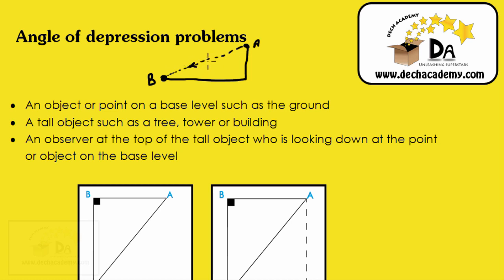So this would be the observer's line of sight. Now, if the observer decided to look horizontally straight ahead, this would be the line of sight of the observer. The angle formed between the horizontal line of sight and the actual line of sight when the observer is looking downwards at the object on the ground is the angle of depression.